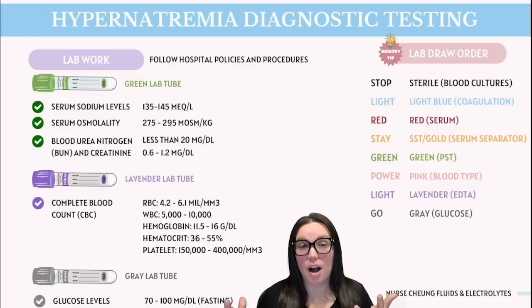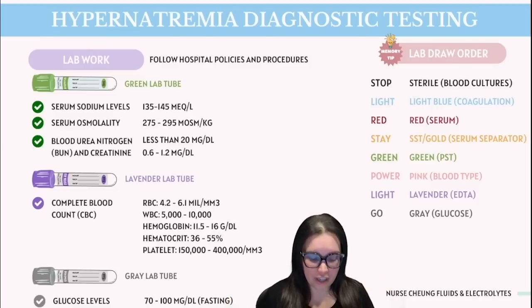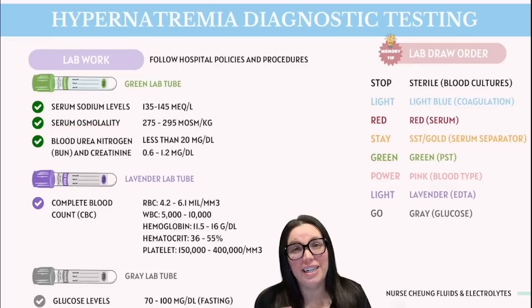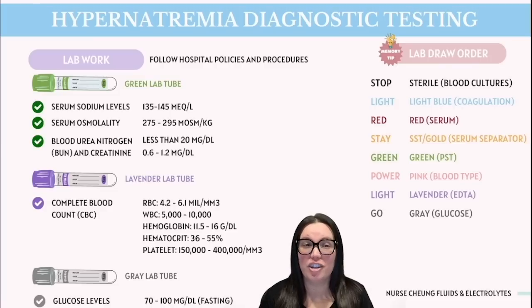Then we have serum osmolality tests, which measure how concentrated our blood is. This is really important for our dehydrated patients because it'll tell us if there's not enough water to balance out the sodium. If the sodium level is high, we'll likely see an elevated osmolality too. Typically, anything above 295 is considered high.